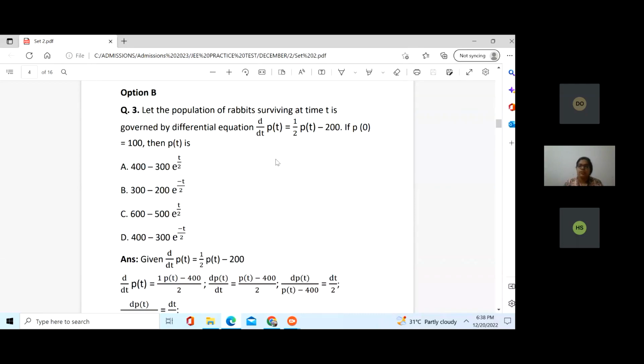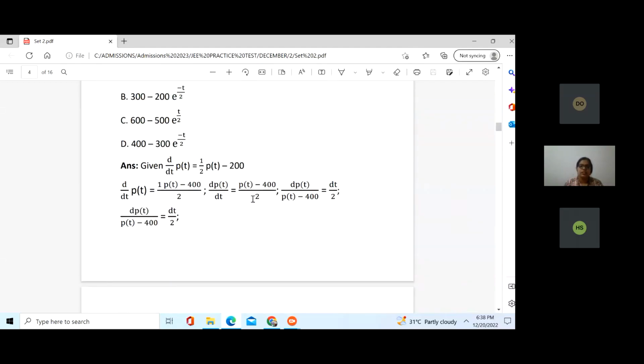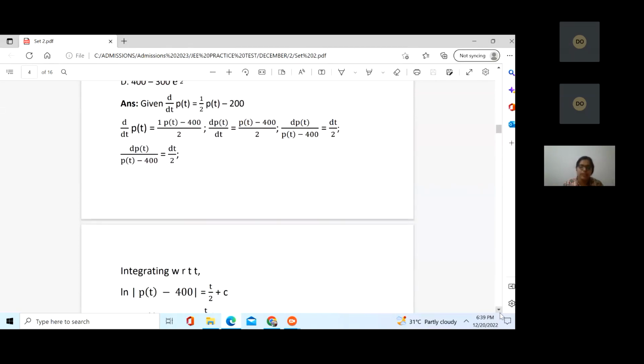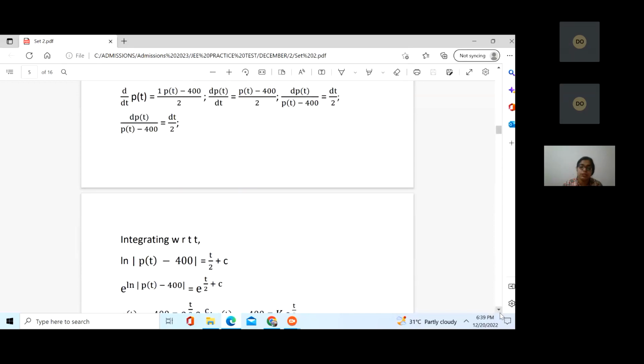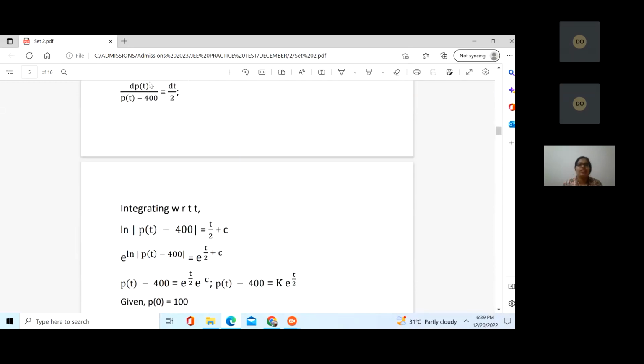Here I'll write this as dp(t) by dt is equal to p(t) by 2 minus 200. I've rearranged the equation in such a way that I can formulate it as dp(t) by p(t) minus 400 equal to dt by 2. Now, as the answer is in the form of e raised to something, I'm going to integrate on both sides with respect to t.